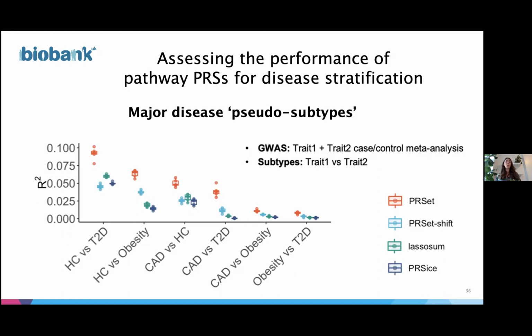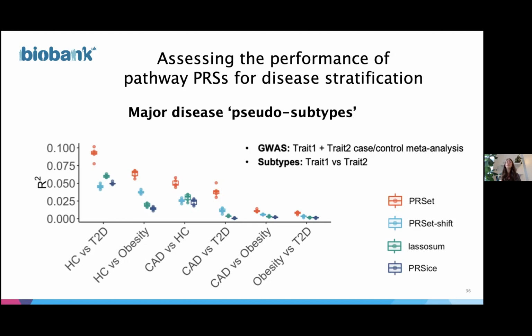And then as the subtypes, we will have trait 1, for example, HC, hypercholesterolemia, versus type 2 diabetes. And then we will try to separate the 2 diseases as if they were 2 different subtypes. And we were doing that for different traits like obesity, coronary artery disease, and we were doing these pair comparisons. One thing also here, in the x-axis you see the 2 comparisons that we were treating as subtypes, and then the performance of the different methods.